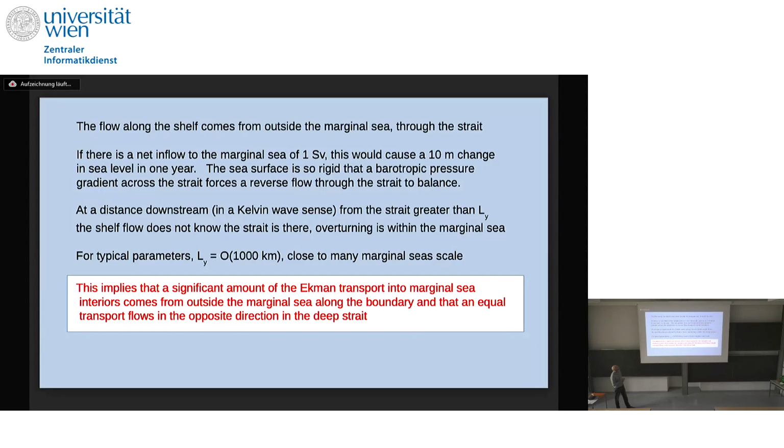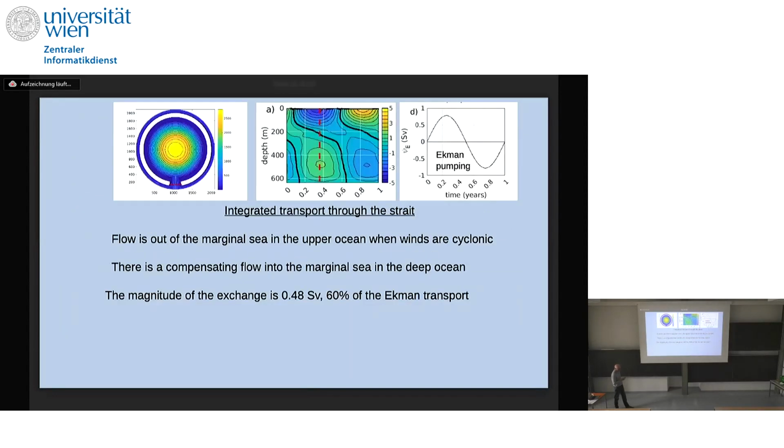If we put in typical parameters, this length scale is on the order of 1,000 kilometers, which is on the order of most marginal seas, like the Nordic Seas. The Mediterranean is bigger than that, but it's telling us that this length scale is important. That says a significant amount of the Ekman transport into the marginal sea interior is coming from or being returned to the open ocean. That also requires a transport in the opposite direction, and that goes through the deep strait, as I'll show. That's the take-home message from the talk.